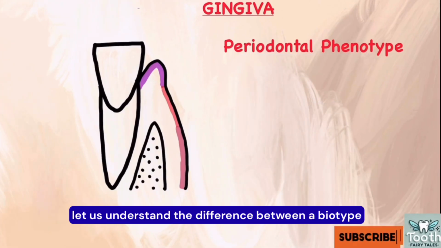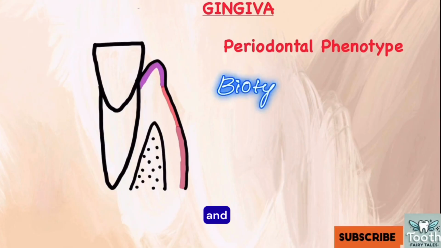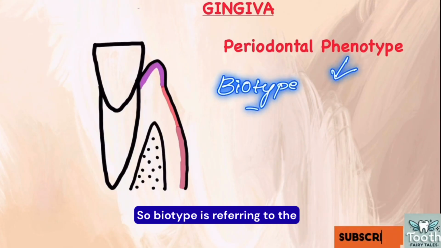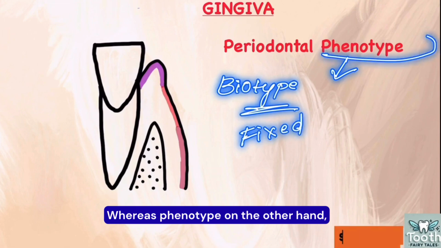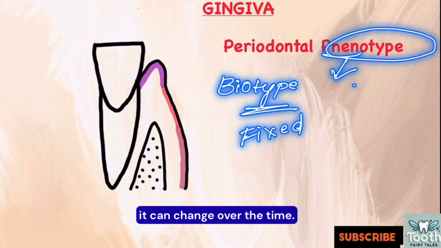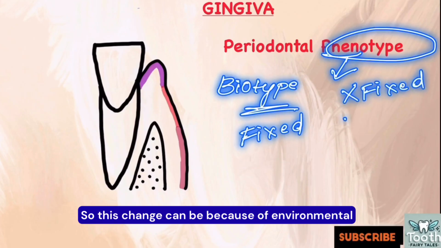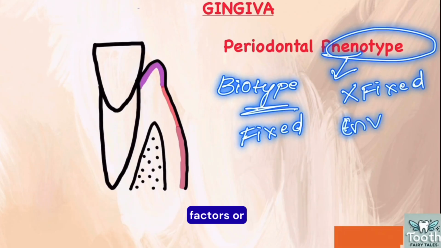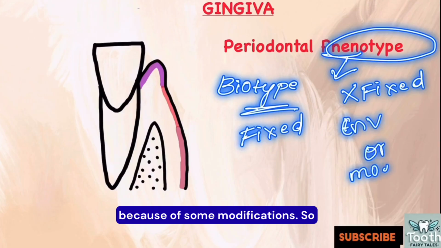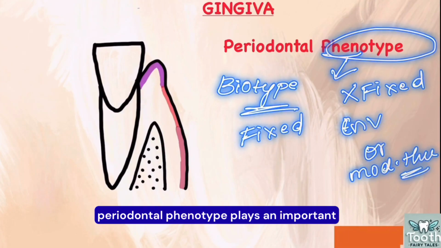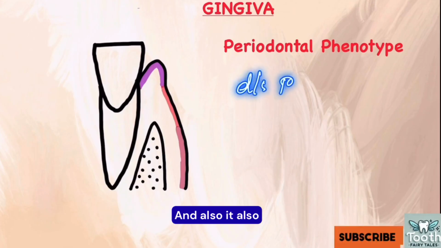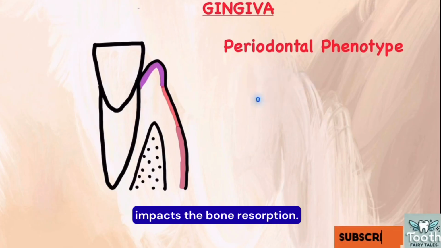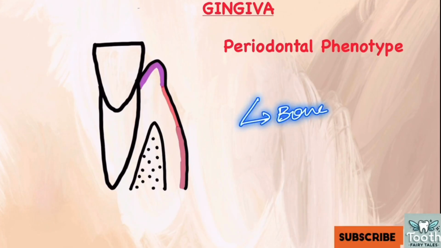Next, let us understand the difference between a biotype and a phenotype. Biotype is referring to the fixed genetic characteristics, whereas phenotype on the other hand can change over time. It is not fixed. This change can be because of environmental factors or because of some modification therapies. Periodontal phenotype plays an important role in the disease progression, and it also impacts the bone resorption.